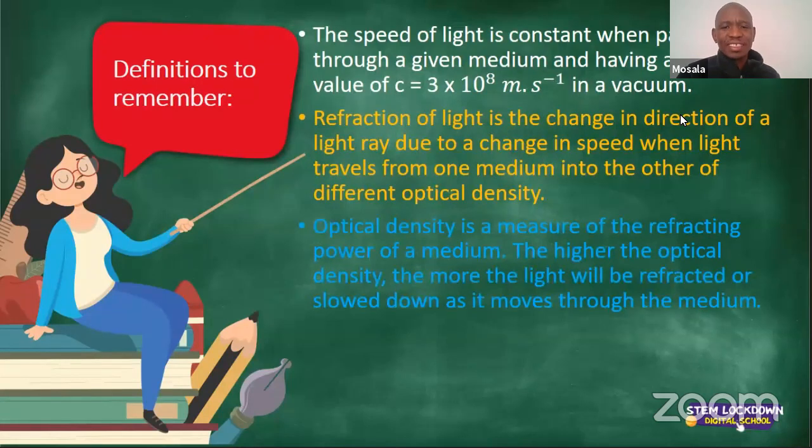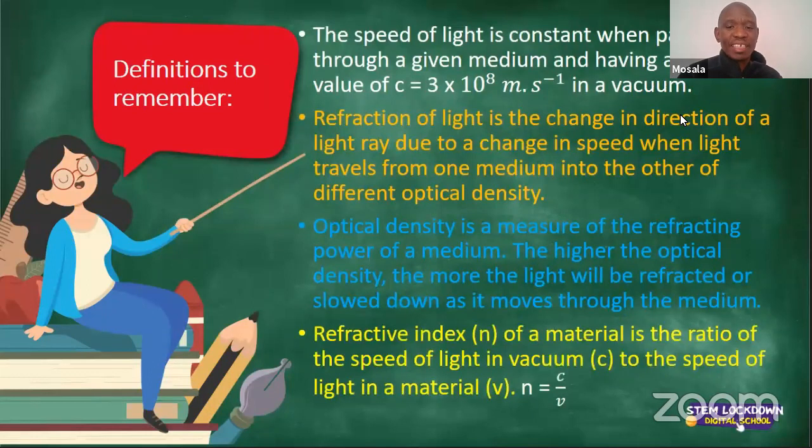Right, optical density is a measure of the refraction power of the medium. Meaning that the higher the optical density, the more the light will be refracted, or slowed down as it moves through the medium. For instance, because glass has higher optical density than air, light will travel much slower in glass compared to air.